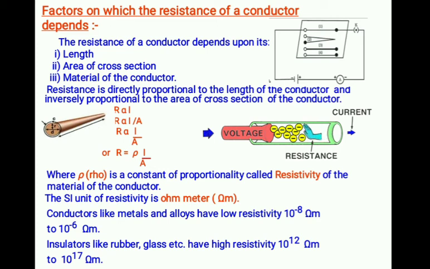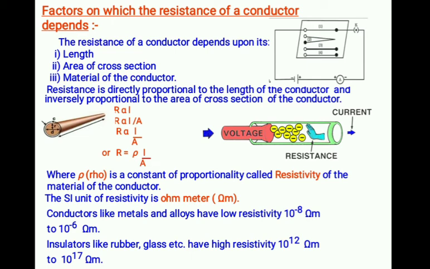And the third one, resistance also depends on the nature of the material of the conductor. Different metals offer different resistances to the flow of current. This is also called the specific resistance or resistivity of the material.